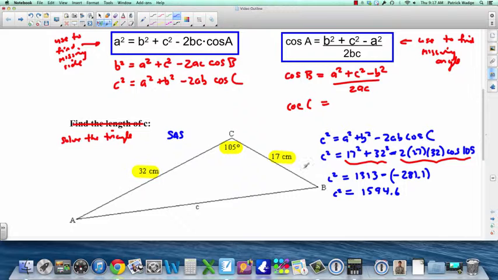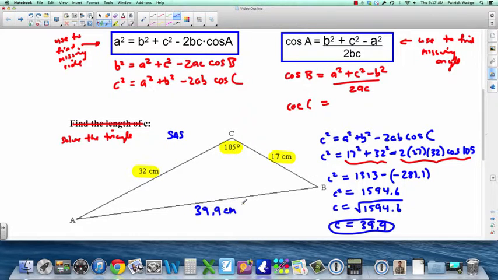Are we finished? Is that how much this is? No, that doesn't make sense. If this is 17 and 32, this is not that big. What do we still have to do? Still have to take the square root. Since c squared equals this, then c equals the square root of 1,594.6, and put that in your calculator, you will get 39.9. So we now know that this side here is 39.9 centimeters.